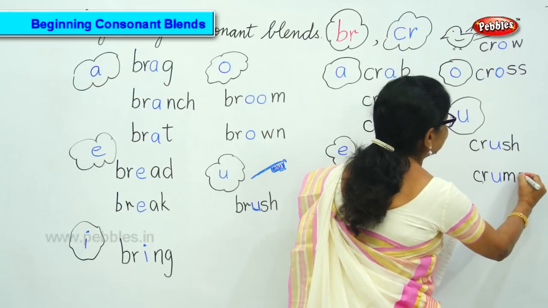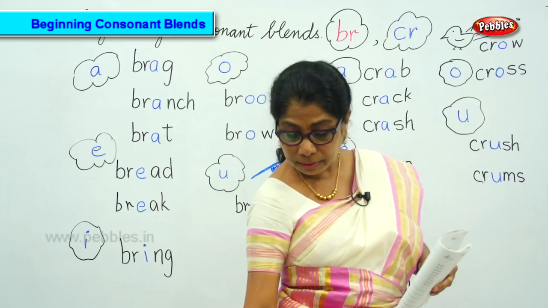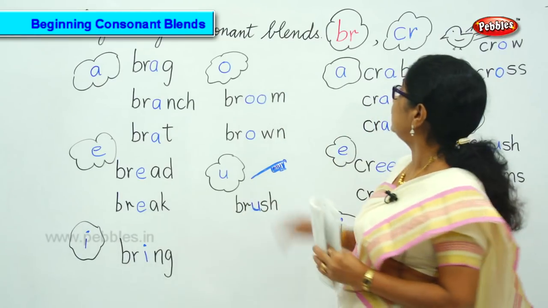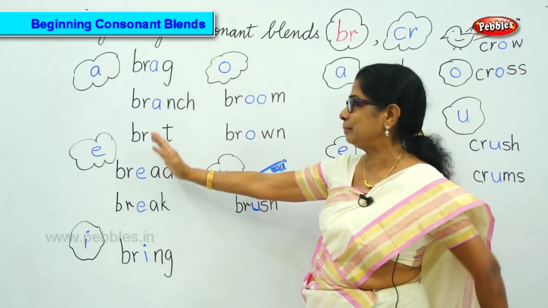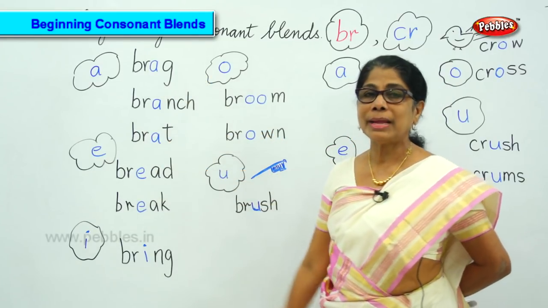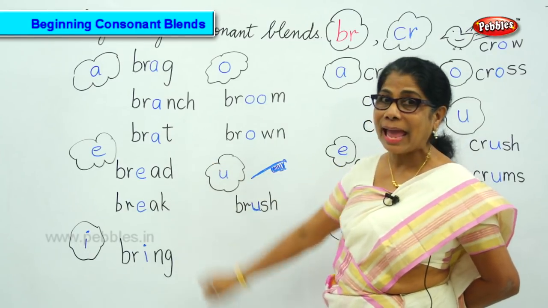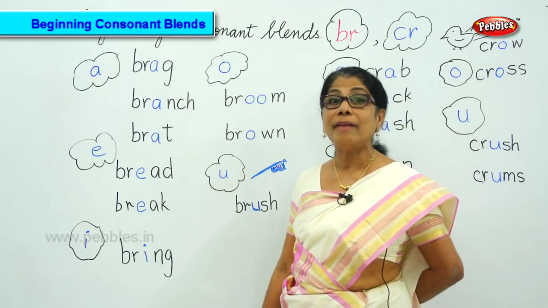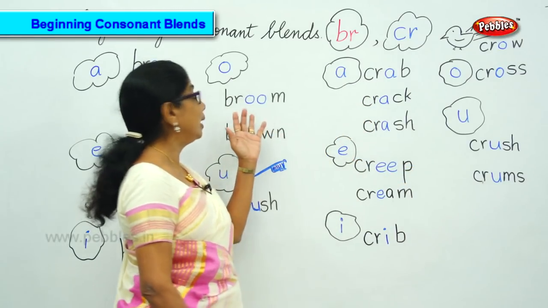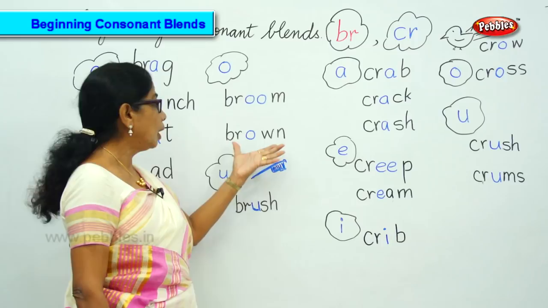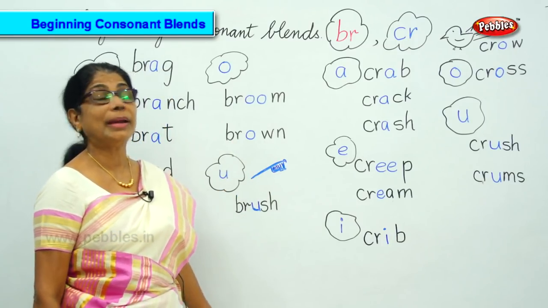Okay. Now let's look at all of them. We have done two blends together this time, and that is BR. In BR we have brag, branch, brat. Then we have bread and break. In I we have bring. And in the next one we have O, you get broom, brown, and in U, you had brush.